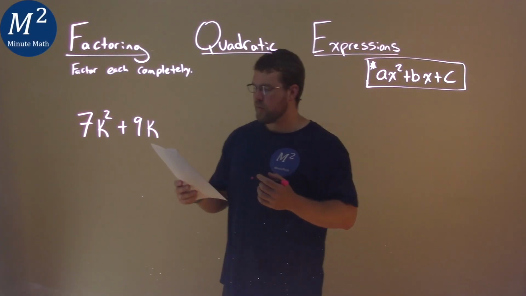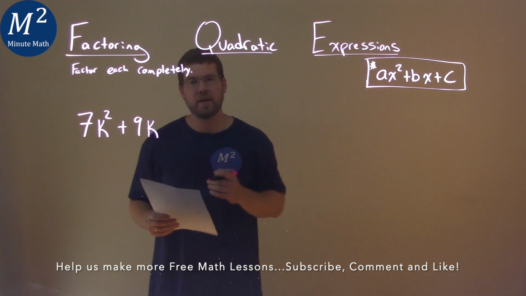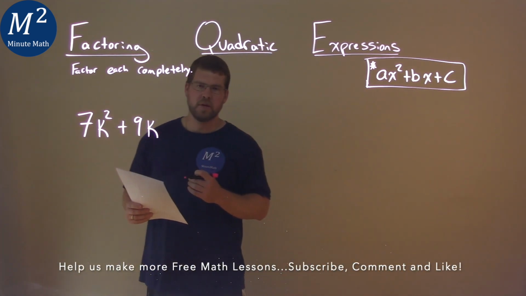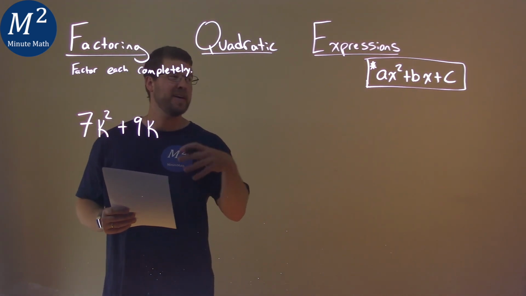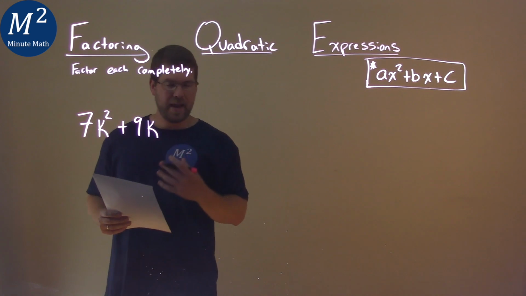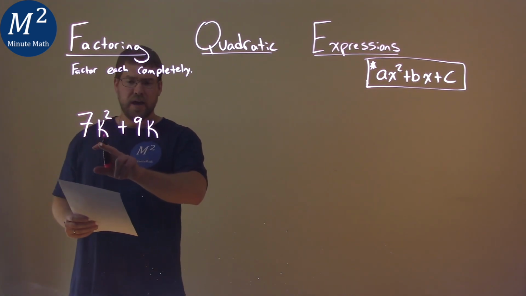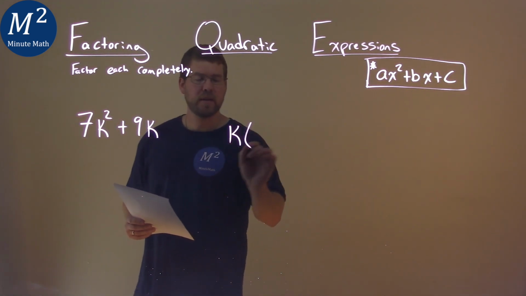We're given this problem right here, 7k squared plus 9k, and we have to factor this completely. Now this is an interesting problem here. Notice we only have an a value, a b value, and our c value is not written, meaning it's 0. When that happens, we actually have a pretty easy way to factor this. I see a k in the first and second term. If I pull out that k, what am I left with?